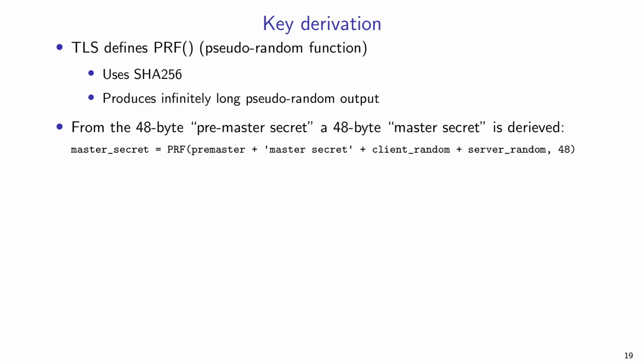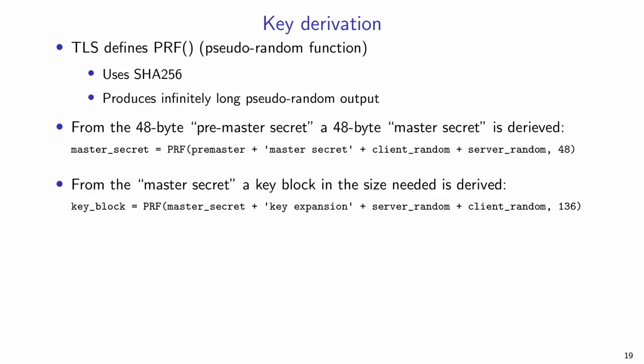First, from the 48-byte pre-master secret, a 48-byte master secret is derived. It is derived by passing to PRF the pre-master secret, a string "master secret", the client randomness and server randomness, and here in the second argument specifying that we want 48 bytes to be derived. So this will be our master secret.